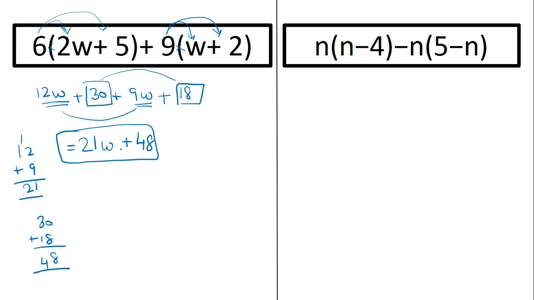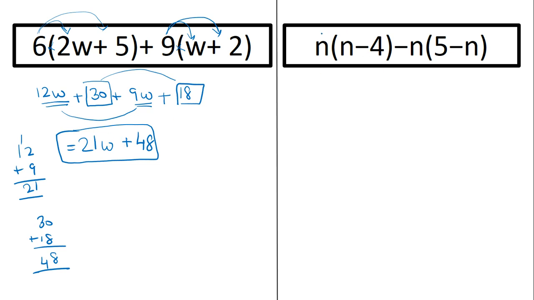I can't do anything further to 21w plus 48 because they're both from a different family. One has a w with it and one is just a number. So I cannot be doing anything further to that. I just leave it the way it is, unless somebody asks me to solve the equation and find the value of w, but that comes later. We're going to be discussing that in later videos. For now, we just keep it till here.